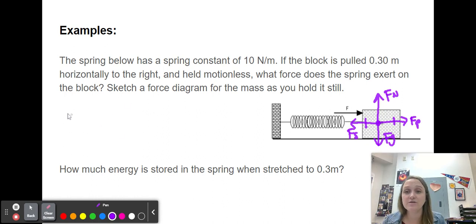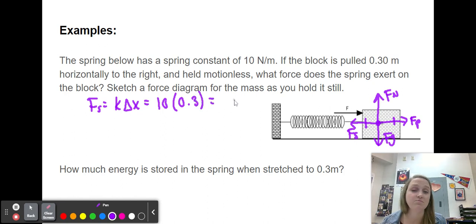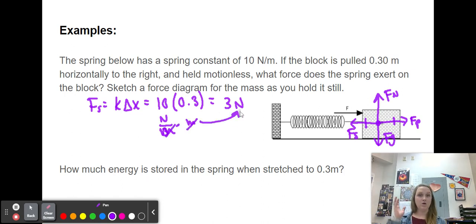So if we want to solve for what force the spring exerts, we can just say spring force is equal to k delta x, and k is 10, delta x is 0.3, which gives me 3 newtons. Now, if you want to know where the newtons come from, we've got newtons per meter times meters. The meters cancel out, which is where I get my newtons from.